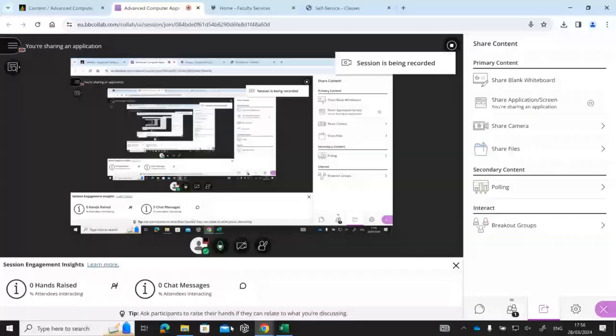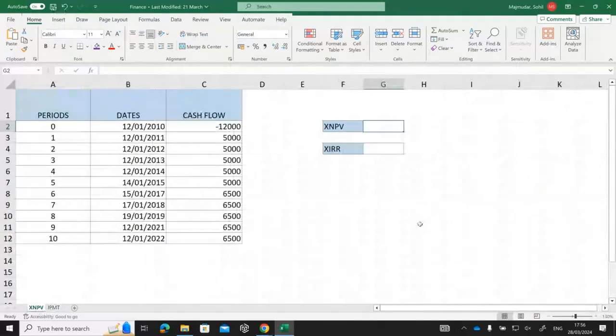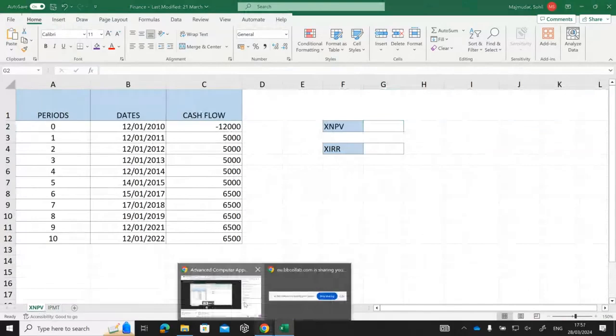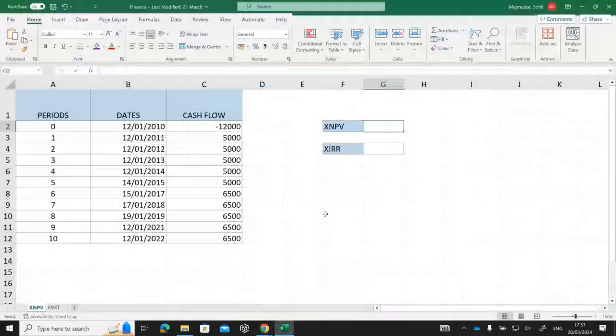Second topic will be financial formulas. If you remember, before the midterm we did NPV and IRR. These are the advanced versions of that. This is called XNPV and XIRR.